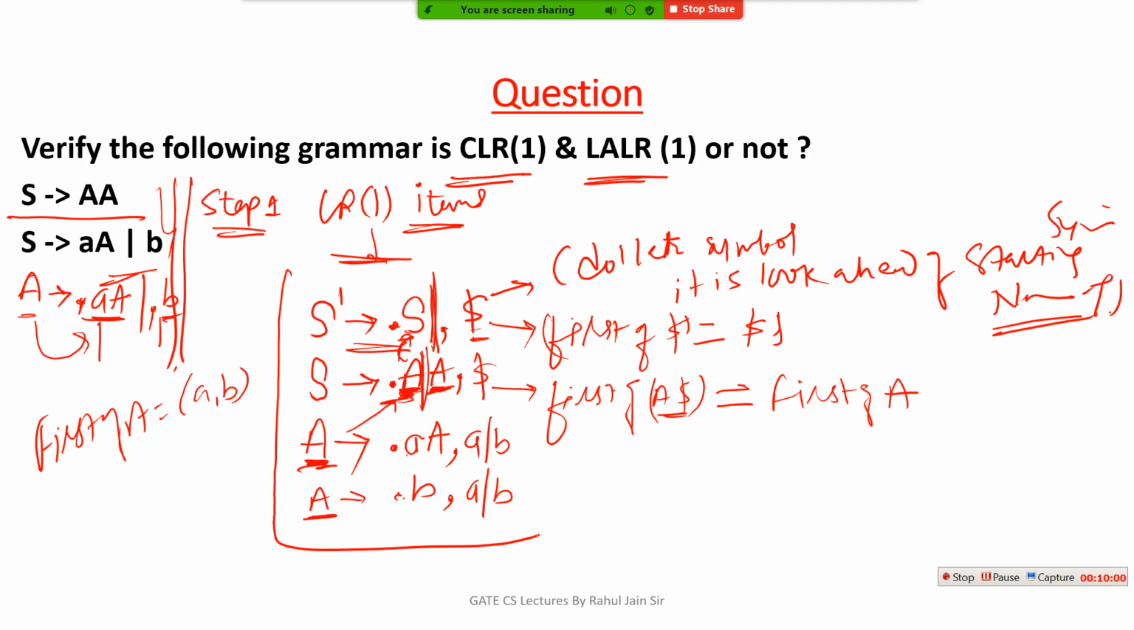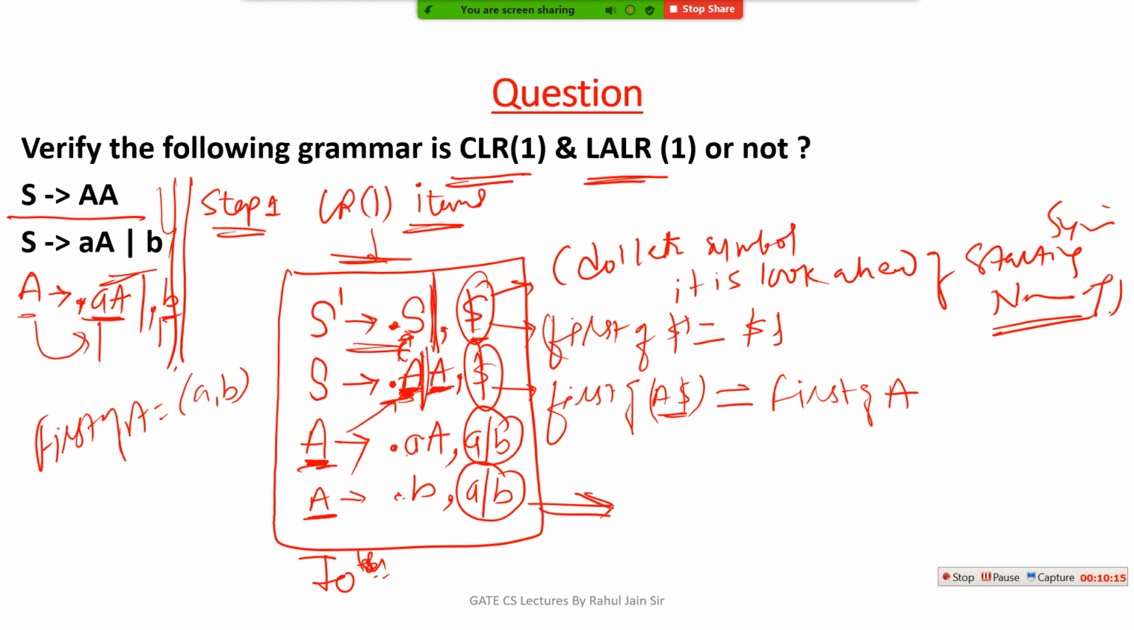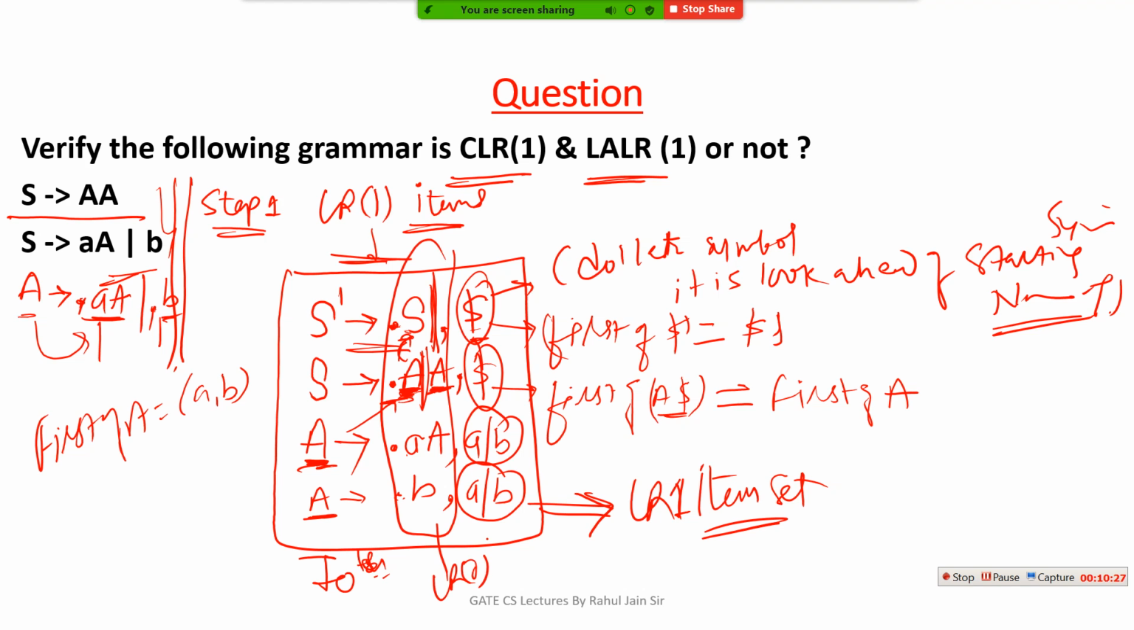So this is step 1, and it is my I0th state. Guys, is it clear how to find look aheads? This dollar, this a, b, they are the look aheads. And this is the complete LR1 item set, which consists of these LR0 items plus these look aheads. Is it clear, guys?